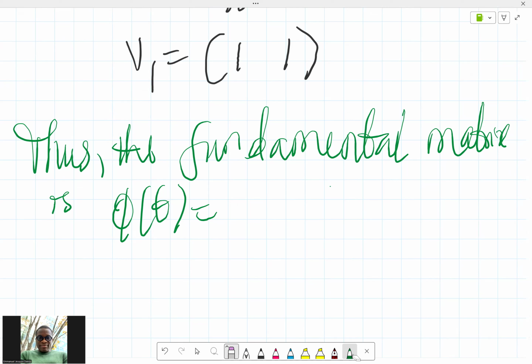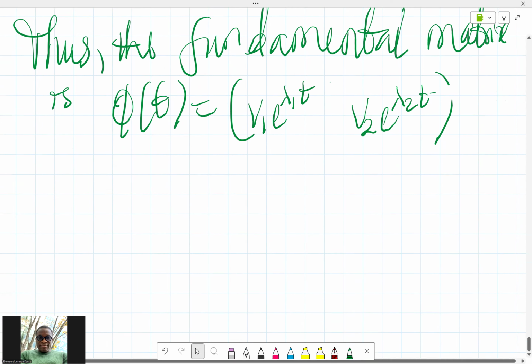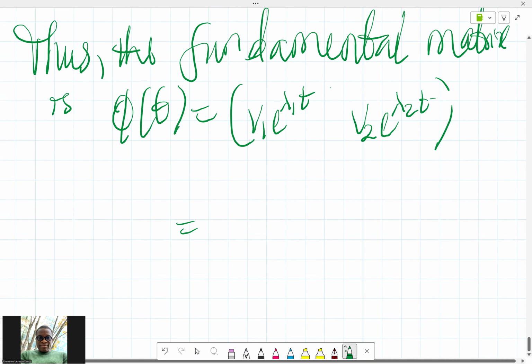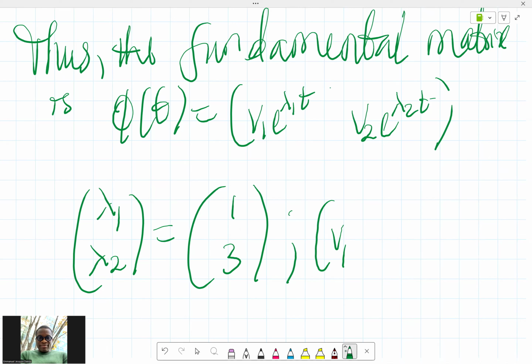Okay, so let me just go straight here. Let me do this. So this has got to be V1 e raised to power lambda 1 t. Great, I think I like this. Then V2 e raised to power lambda 2 t, basically. Yeah, I think this is more like what I want to do systematically. So since we know that lambda 1, lambda 2 is the same thing as 1, 3, and then V1, V2 is the same as 1, 0, 1, 1.